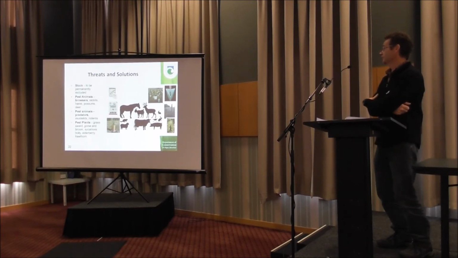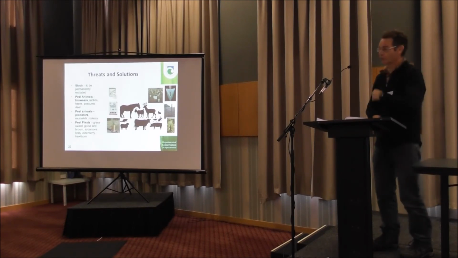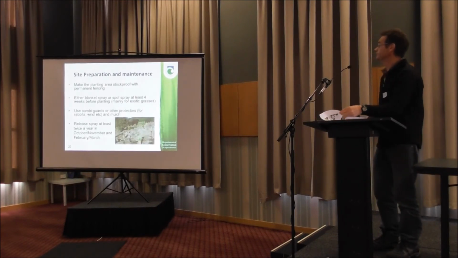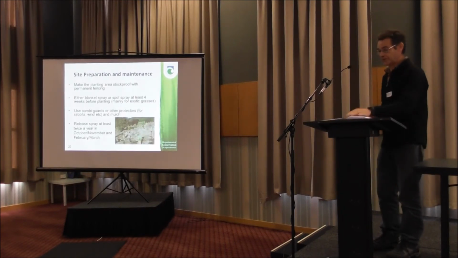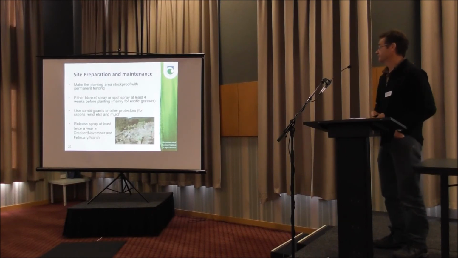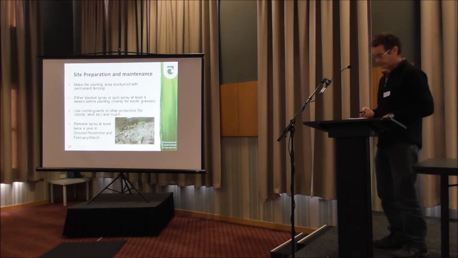And of course, plant pests. The worst of those in a planting situation, quite often, is the grass that you start off with, but there's a whole range of plant pests that you might have. So you want to make sure the area is stock proof. You want to spray, so it might be a blanket spray or spot spray, at least 4 weeks before planting. Use combi guards or protectors and/or mulch, and then release spraying at least twice a year is probably best.